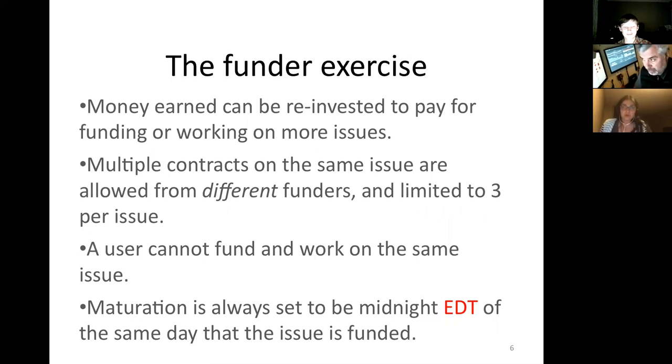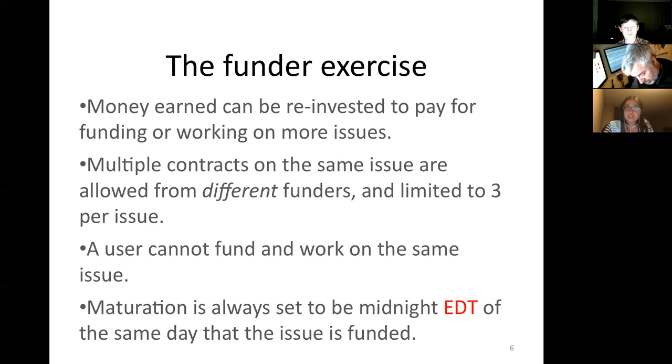The money that you earn can be reinvested to pay for funding more issues or working on more issues. So as I just described, when you fund an issue, there's a funder cost, and when you work on an issue, there's a worker cost. So this money can be reinvested for either of these costs that you may incur. We do allow multiple contracts on the same issue, but they have to be from different funders, and they're limited to 3 different contracts per issue. A user cannot fund and work on the same issue. That is, you can't take both sides of the very same contract.